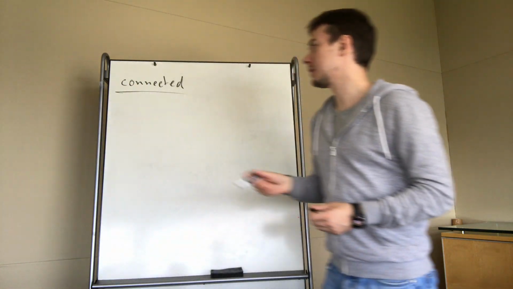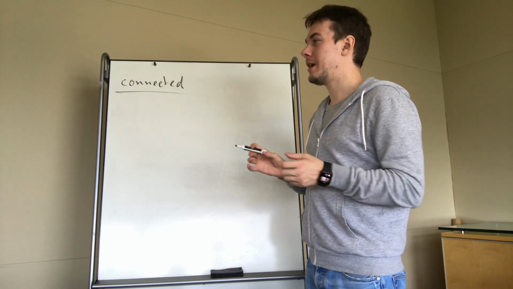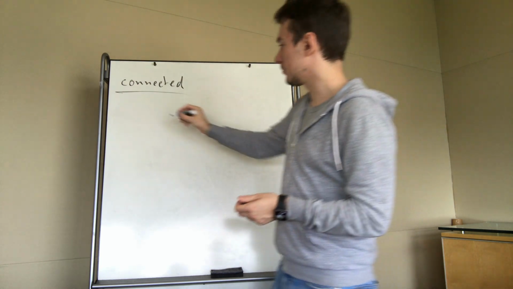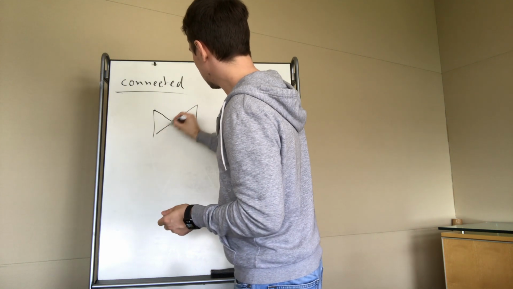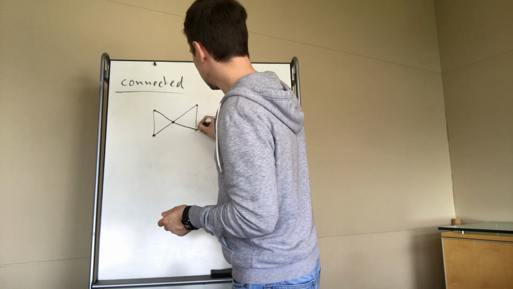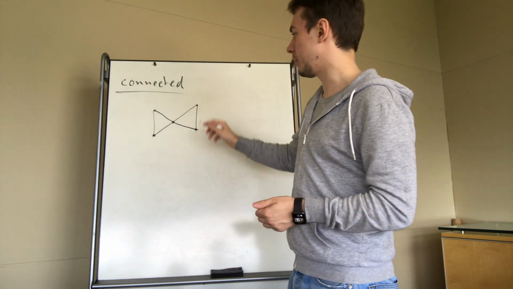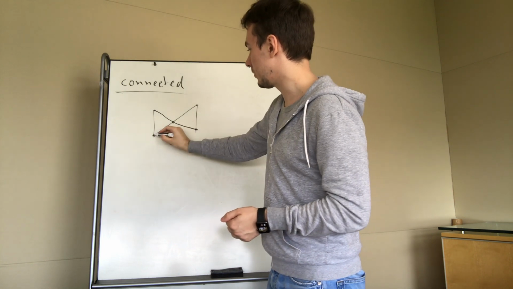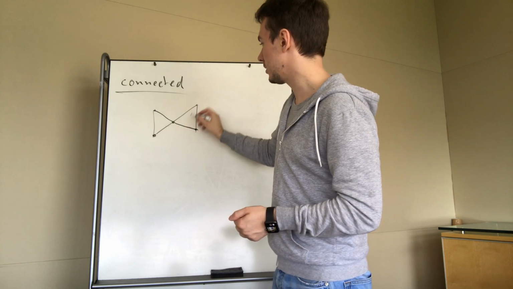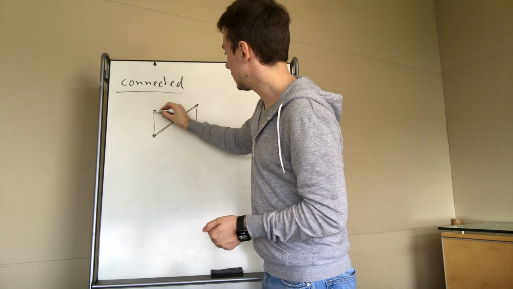A connected graph is a graph in which you can find a path between any pair of vertices. This graph is a connected one because you can find a path between any pair of vertices. Let's say if we take these two vertices, we can find this path, or this path.